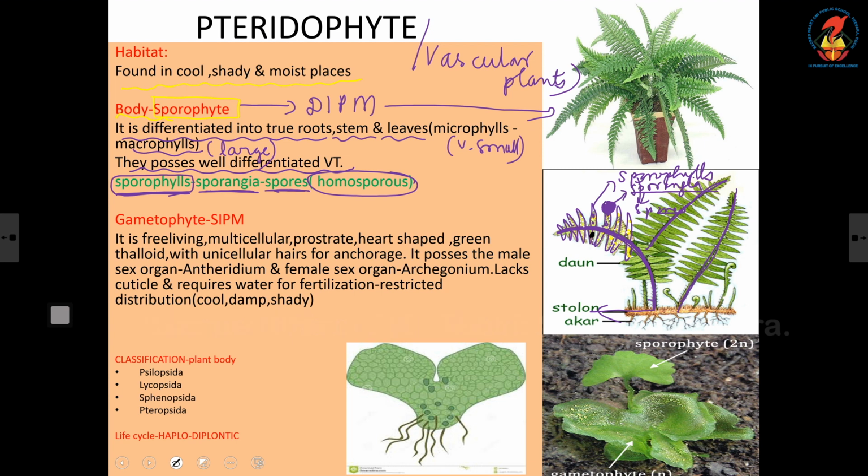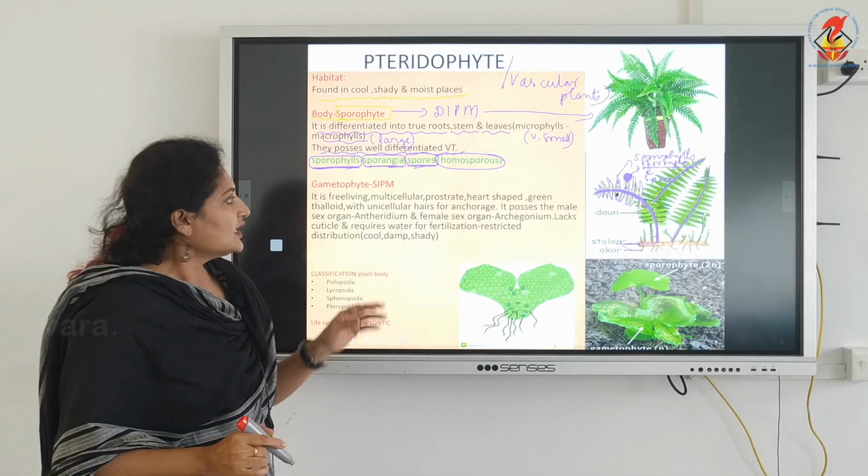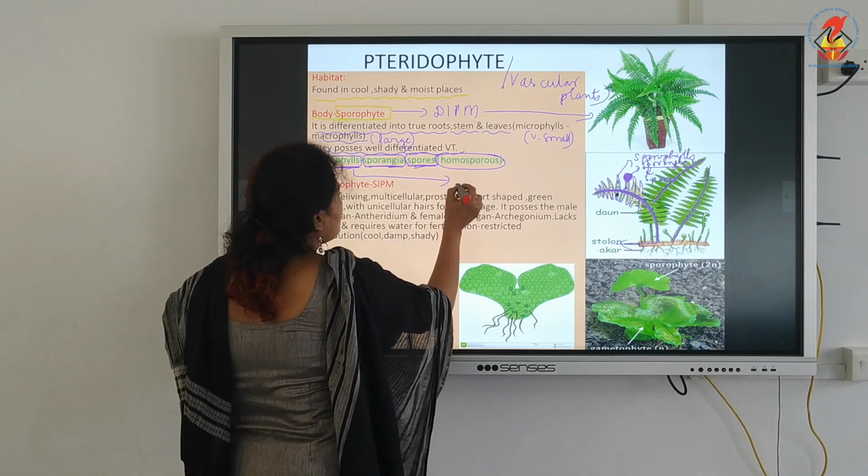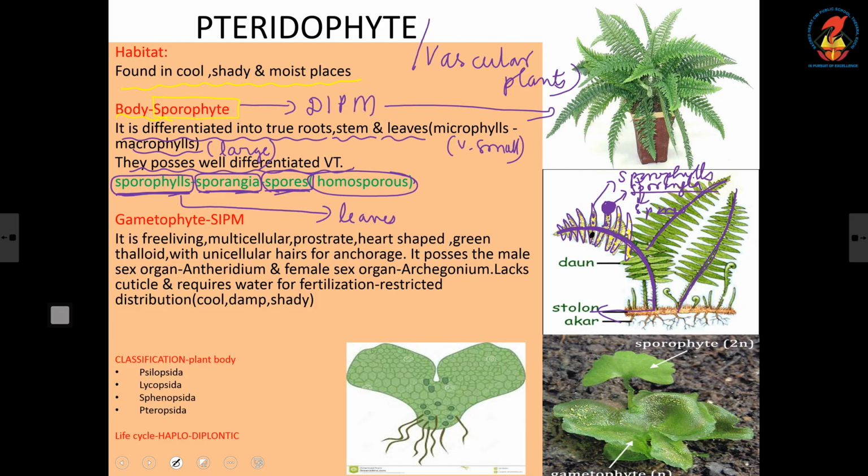The sporophylls are the leafy structures which contain sac-like structures called the sporangia, and inside the sporangia there are a number of spores, and the spores are homosporous. I hope it is clear. Now, the sporophylls can be in different forms. It can be in the form of leaves, as in this case, or it can be in the form of cones at the tip. See, like cones. So, that is complete about the sporophyte.